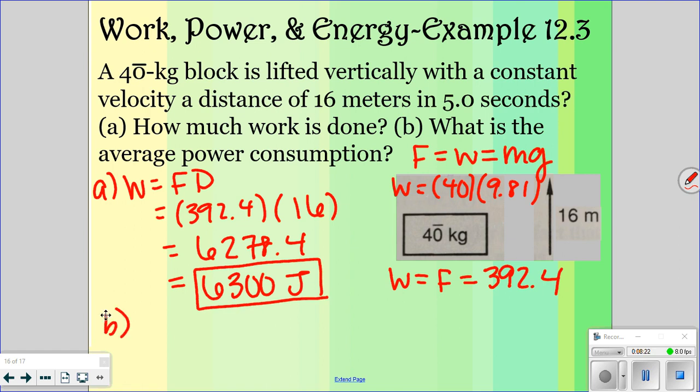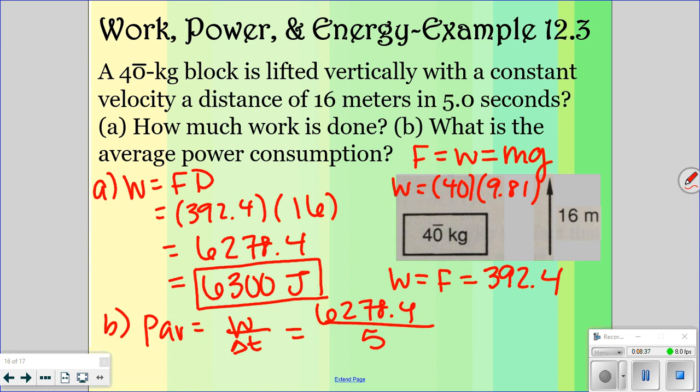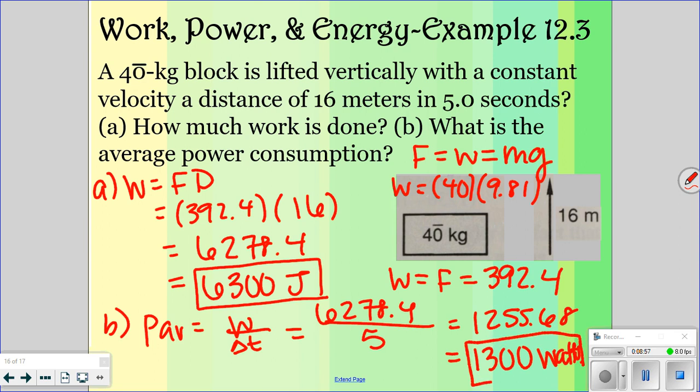For part B, what is the average power? So the average power is the work over the total change in time. So our work was 6,278.4, and the time was 5. So if you divide by 5, we should get 1,255.68. And we still have 2 sig figs, so that would round to 1,300. And the units on power are watts. So that would be your answer for part B.